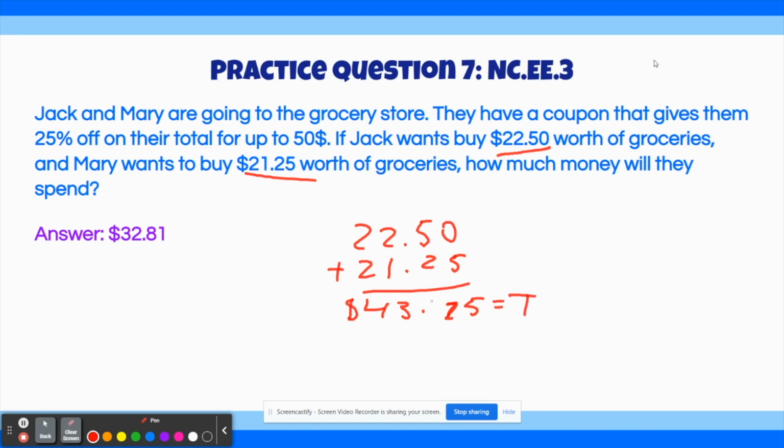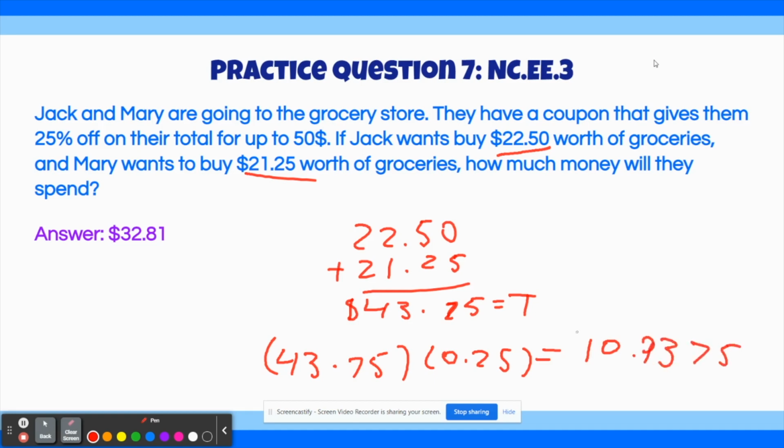And then since our total is less than $50, we're also going to have a 25% discount on this total. So we want to know what 25% of this is. So we're going to get 43.75 and just multiply that by 0.25, which will get us 25%. So this is when we can use a calculator. And so we can put in 43.75 times 0.25, and we get 10.9375. So that's going to be the discount.